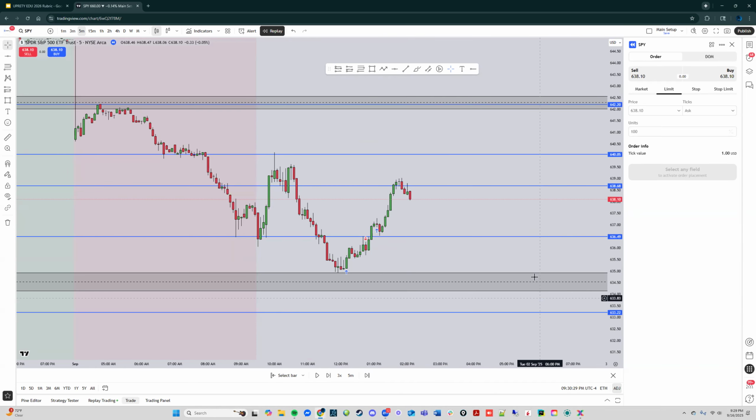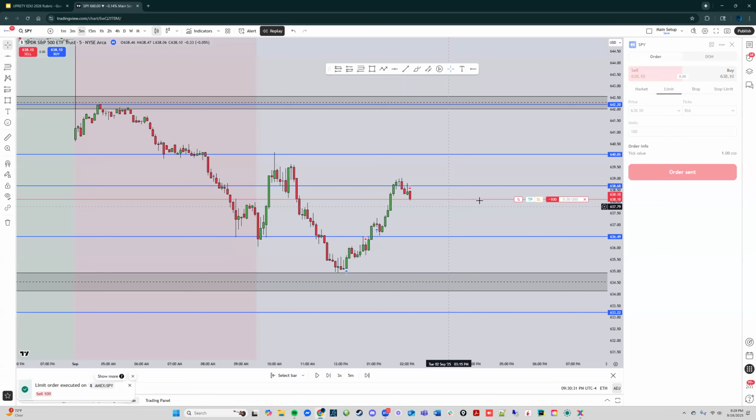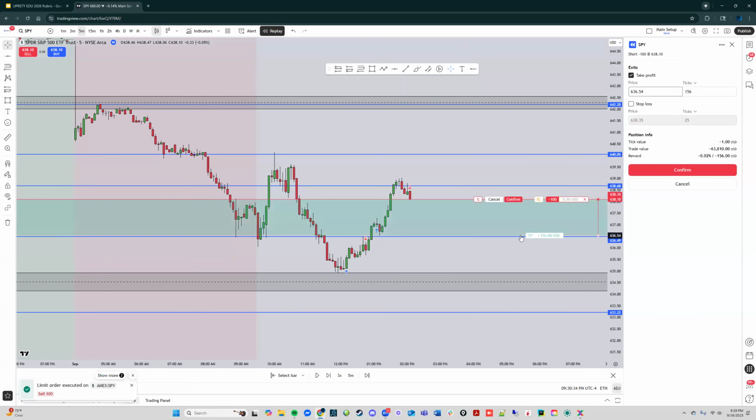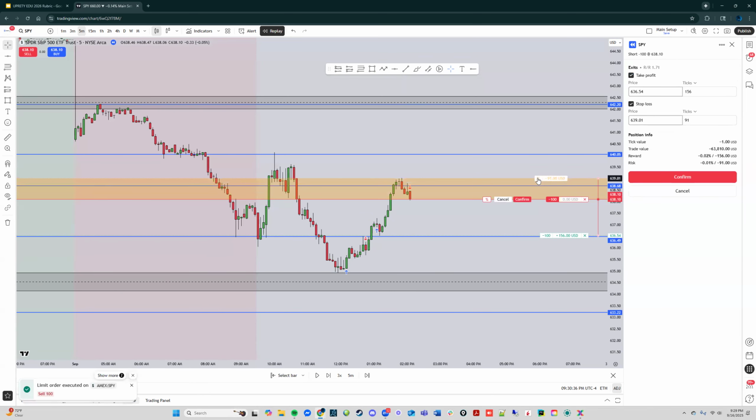You'd short there. Okay, short. Once again, we're going to be realistic. Our target's going to be down here. Our stop is going to be right above this previous high. So once again, we're not looking at risk to reward or anything like that. This is just for training purposes.